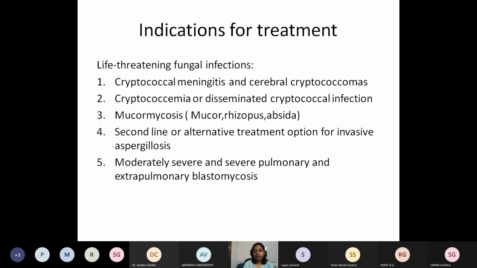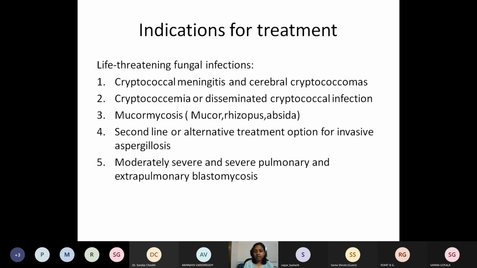Plus, with the advent of safer oral antifungals which are more potent, like the azoles and the echinocandins, such as caspofungin and micafungin, the role of amphotericin has taken a backseat. But for two important infections, that is Cryptococcus and mucormycosis, it is still the gold standard of treatment.